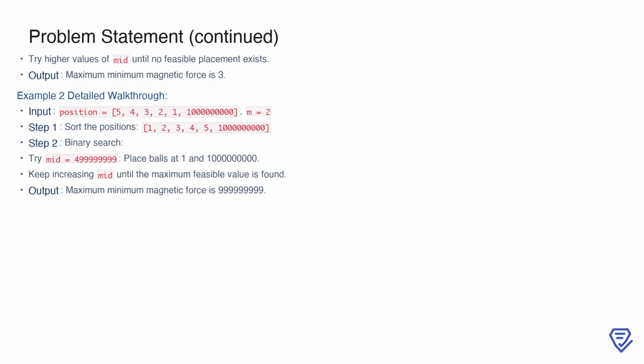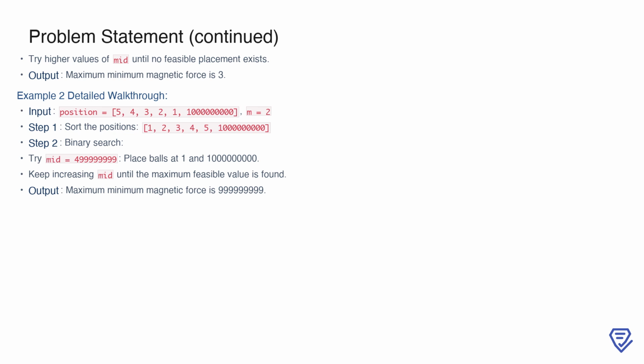Using a greedy approach, we place the first ball at position 1, the second ball at position 4, and the third ball at position 7. The distances between the placements are both 3, which satisfies the condition. Since this works, we continue searching for larger values of mid. Eventually, we determine that 3 is the maximum possible minimum force.